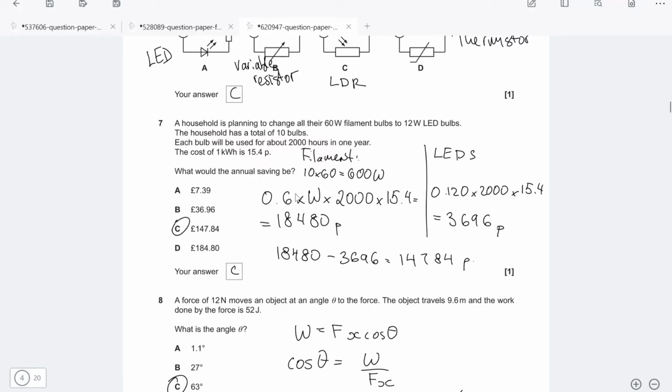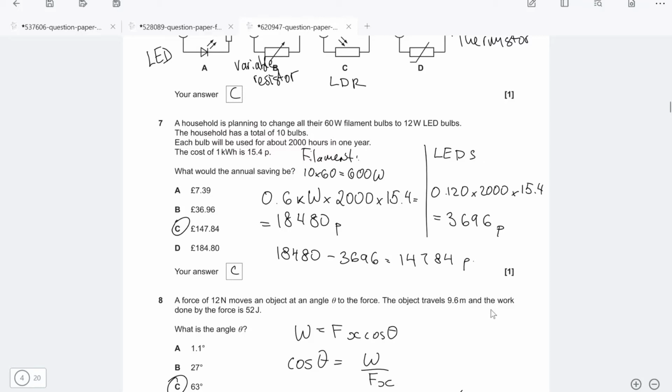Well, for the filament light bulb, that's going to be using 600 watts, which is about 0.26 kilowatts. Now there's going to be 2,000 of them, and each of them is going to cost 15.4 pence. So it's going to be a total of 18,480 pence, or about 184 pounds.